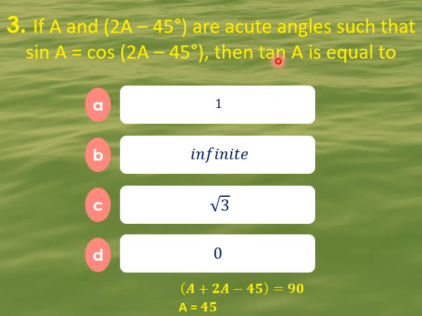Then tan A, tan 45 is 1. So the correct option is A.